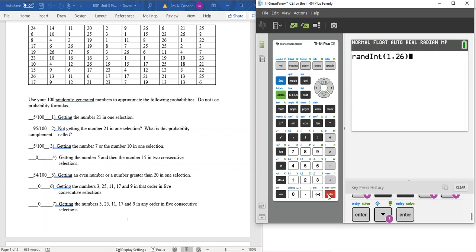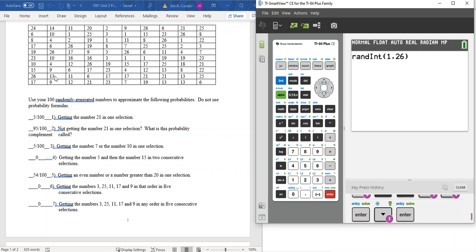All right, let's say that number 1 says here, getting the number 21 in one selection. That means coming over here, pressing this button 1 time. How likely is it that when I press that button, a 21 is going to show up here? Getting the number 21 in one press of that button. Well, the only way we really know that, at least can approximate it, is we have to go up here and see how many 21s came up.